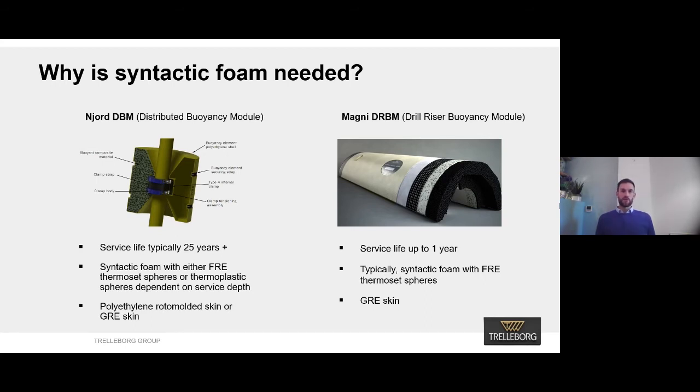The other type of product we make, which is similar in concept but has a shorter design life, is the Magni DRBM, or Drill Riser Buoyancy Module. These are modules that are strapped to heavy drill risers that are deployed from a drill ship in the extraction of oil. These are typically made from similar kinds of composite syntactic foams, but use a glass reinforced epoxy skin to provide extra structural strength.